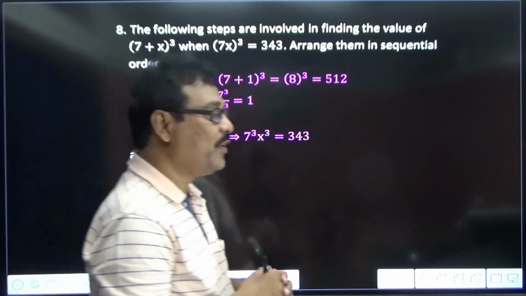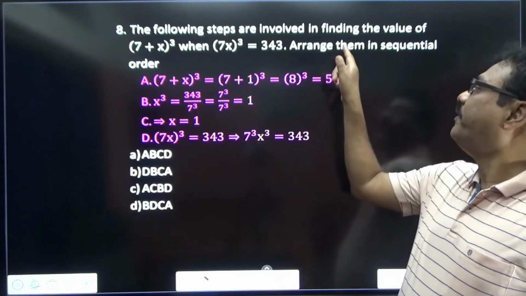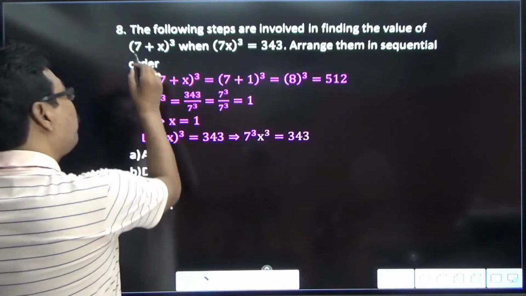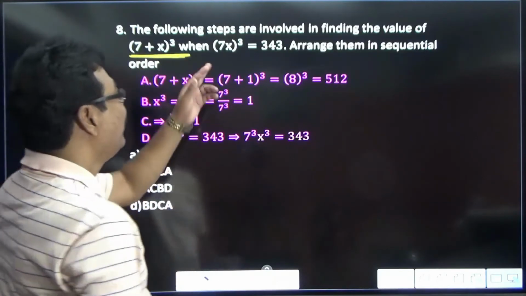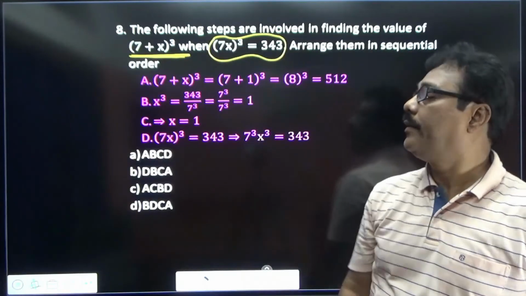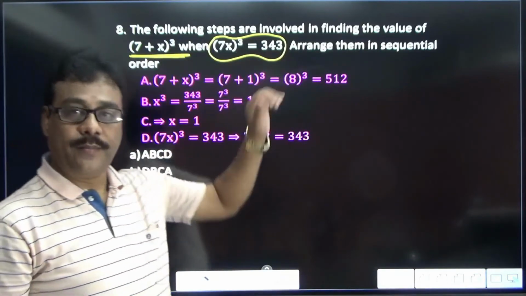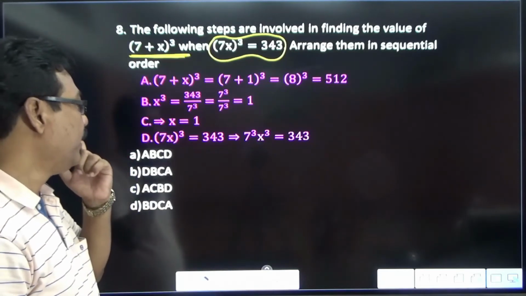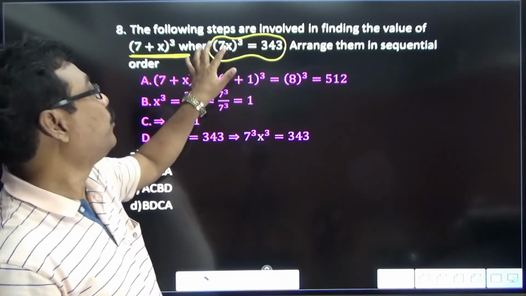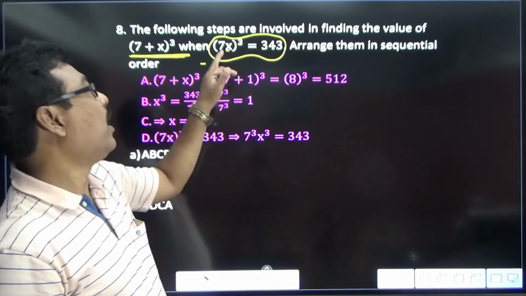Well, this question looks so dangerous. Let us see how we will solve it. The following steps are involved in finding the value of this. To find the value of this one, I have to use what is given. So what to do? How to proceed? What is the first step? Here it is given 7x cube is equal to this. So what will be my first step? To open this one, according to this solution. How will I open this?